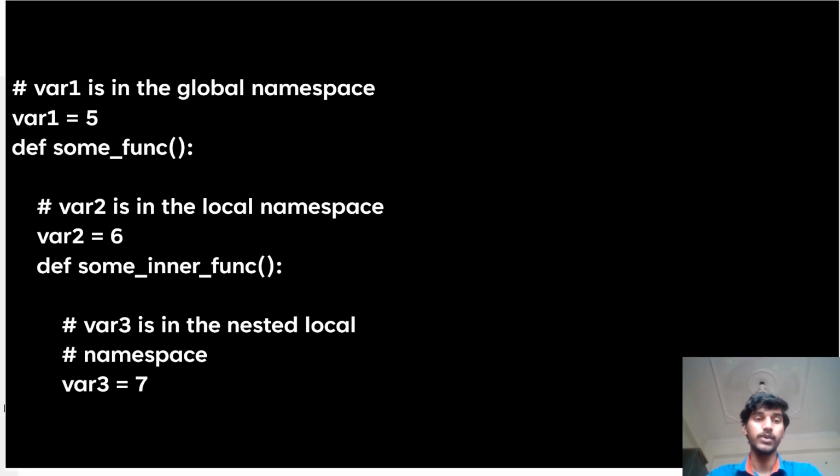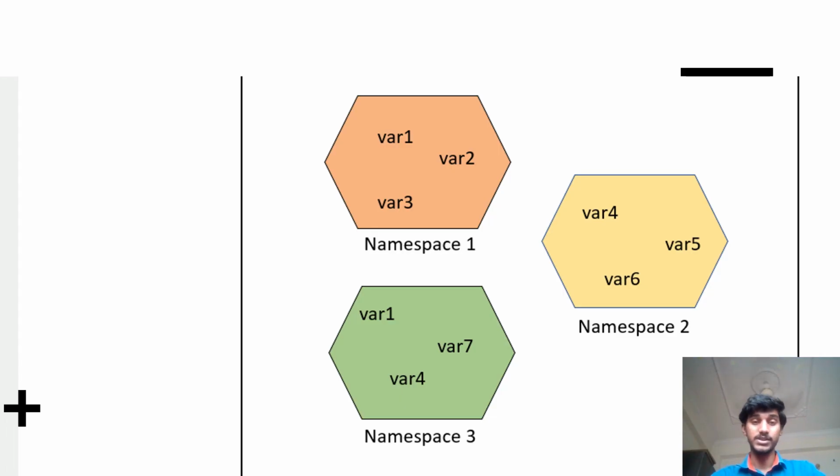variable1 equals 5 is in the global namespace, and then within a function, variable2 equals 6 is in a local namespace. And then again we have a nested local namespace, which will be variable3 equals 7. Here we have a pictorial representation of namespace 1, namespace 2, and namespace 3. In namespace 1 we have variable 1, variable 2, variable 3. In namespace 2 we have variable 4, variable 5, variable 6, and in namespace 3 we have variable 1, variable 4, and variable 7.